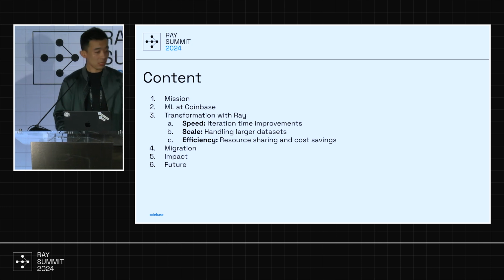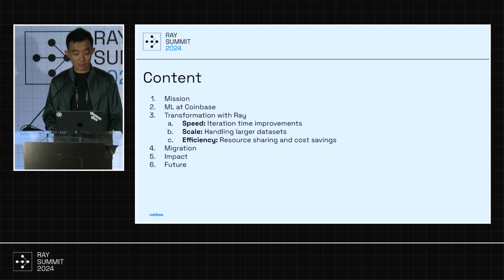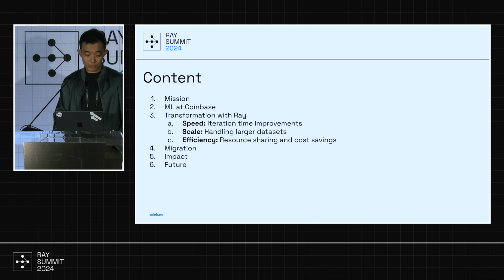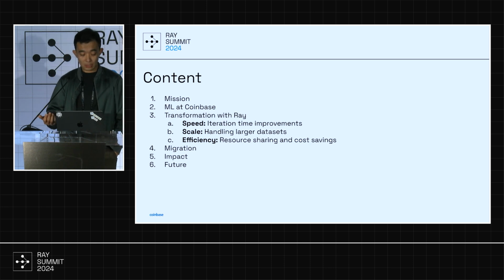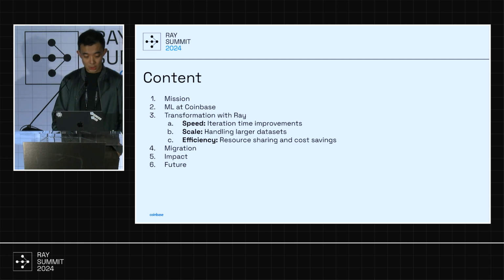The content of today: we talk about the mission, that's the first thing at Coinbase, and then talk about ML, machine learning at Coinbase, and how we transformed it with Ray, which improved the speed, scale, and efficiency. We'll talk about how we did the migration, the impact, and the future.